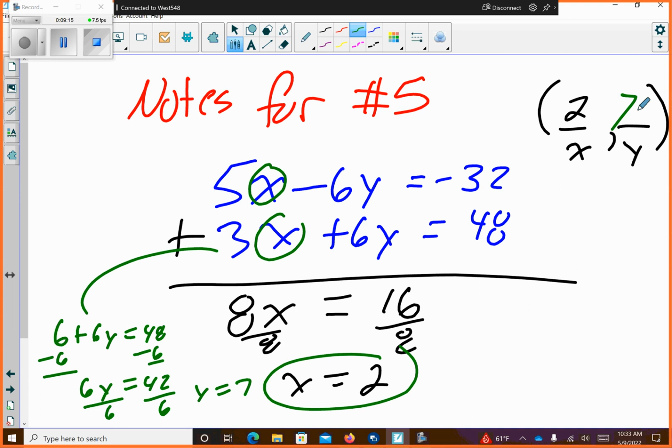If you got stuck on this, take a look at the answers. Plug each of the answers in. Plug the x value in for the x. Plug the y value in for the y on both of the equations. Whichever one works on both, giving it a true statement. So on the top one, you get negative 32 equals negative 32. Bottom one, you get 48 equals 48. Whichever one works, that is your answer if you get stuck on these.